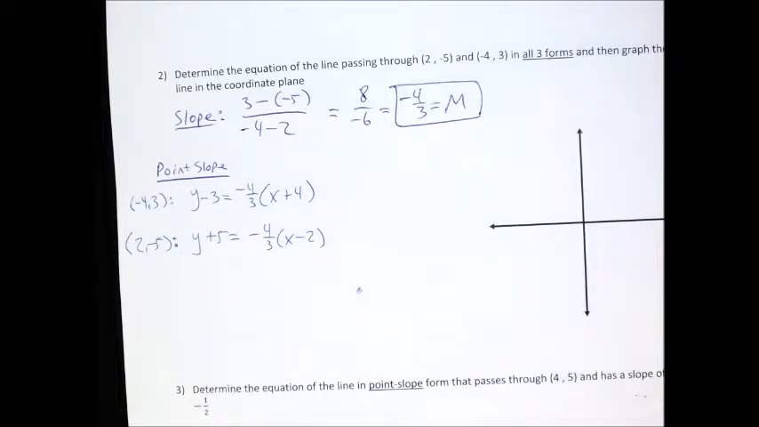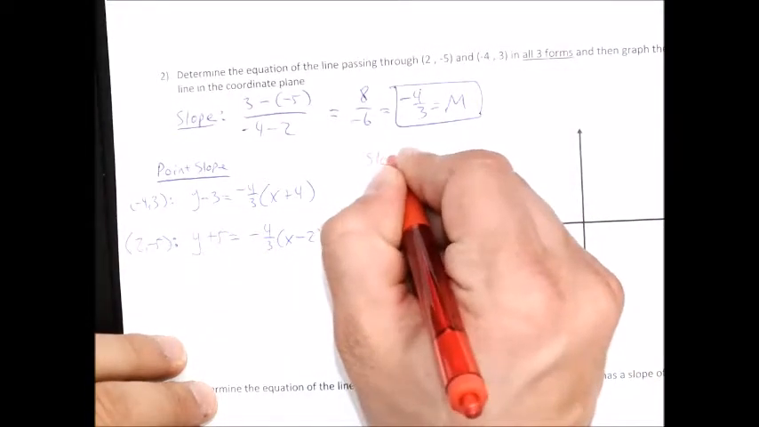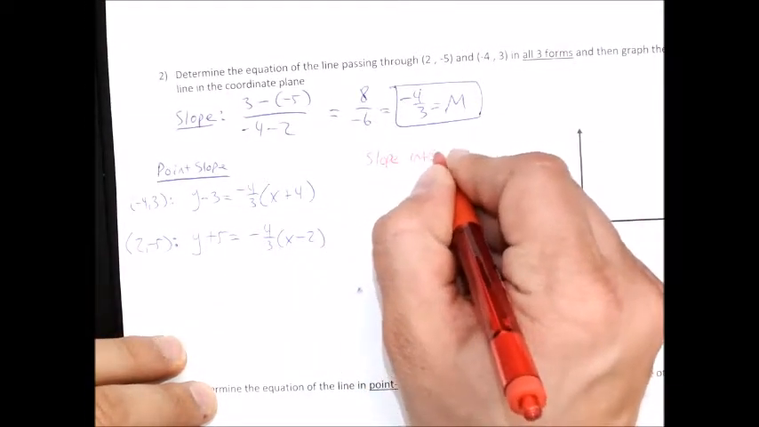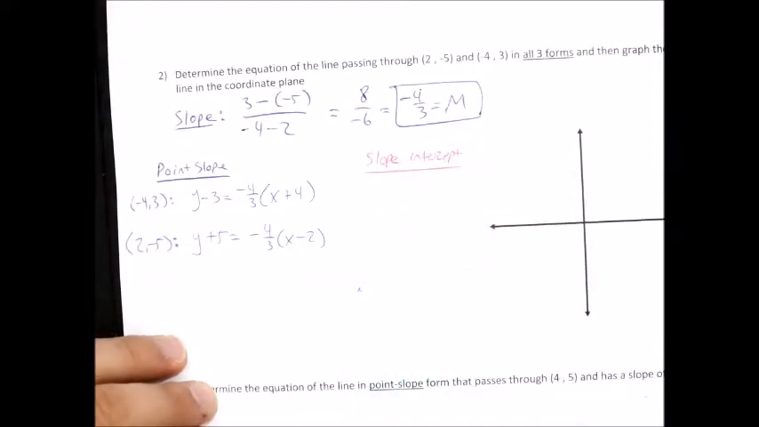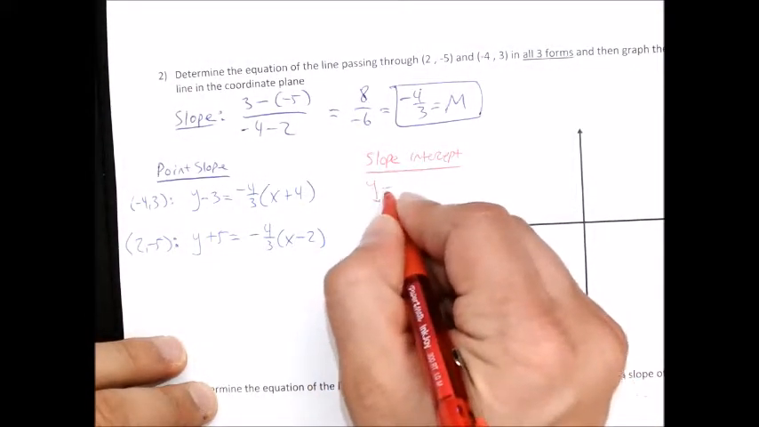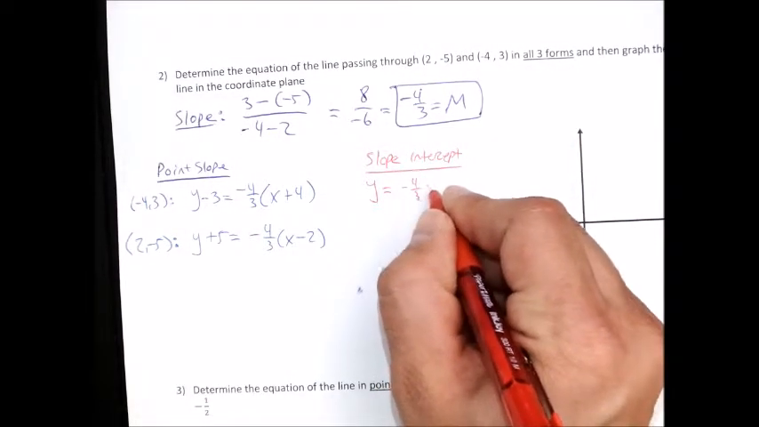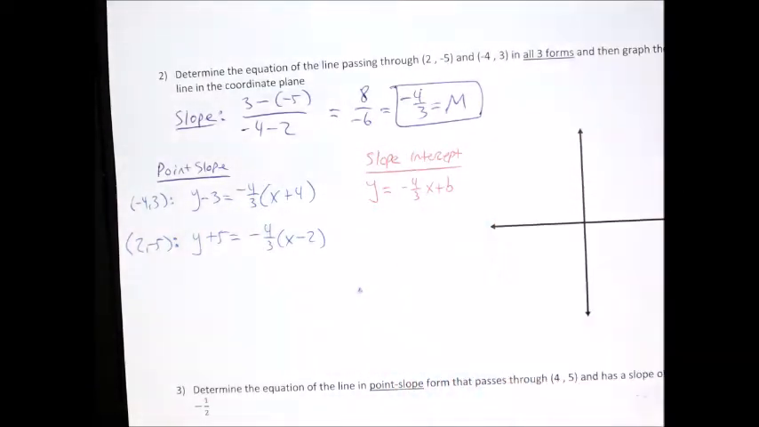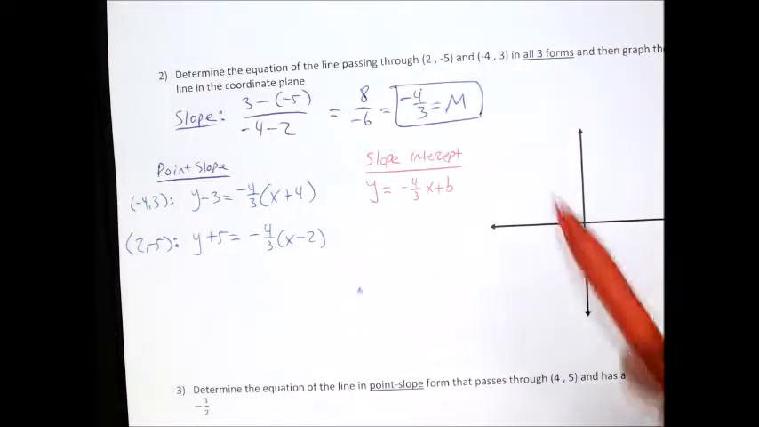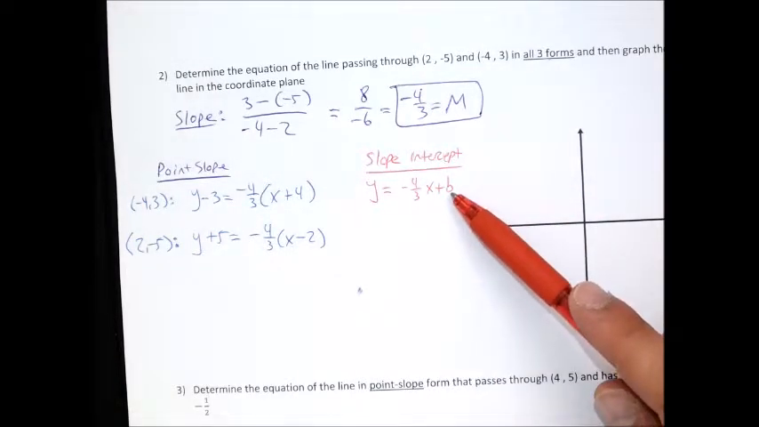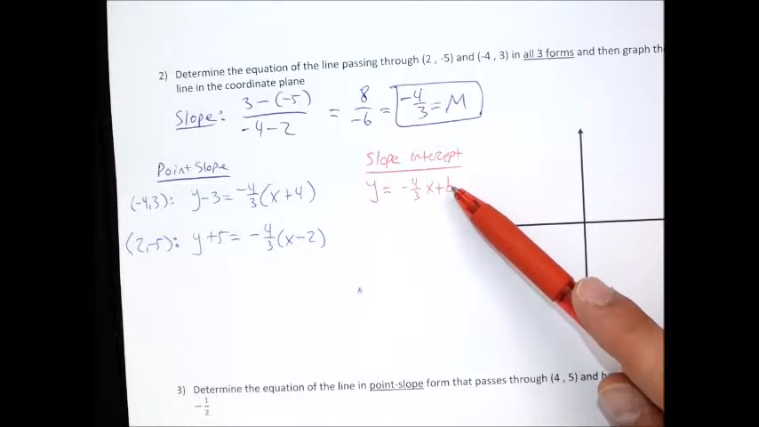Is everyone okay? And so let's do the slope-intercept form then. So for slope-intercept, we need to solve for b. We have the equation y equals mx plus b, and our m is minus 4/3. And we need to figure out what b is. What I wrote on the last page is, usually you need to find b by plugging in one of the points.